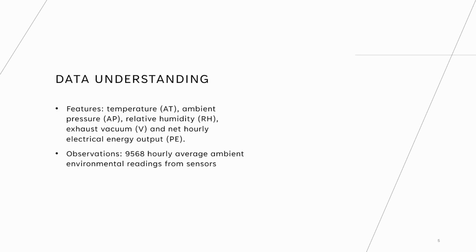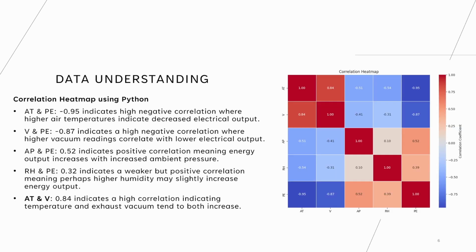The dataset features include temperature, ambient pressure, relative humidity, exhaust vacuum, and net hourly electrical energy output. The dataset observations include 9,568 hourly average ambient environmental readings obtained from sensors. To get further understanding of the data, a correlation heat map has been created.